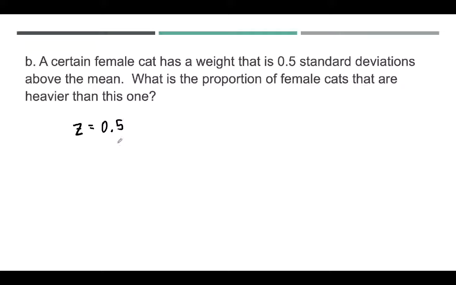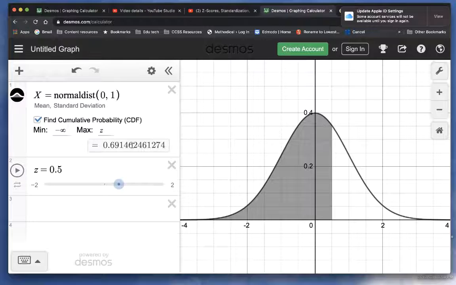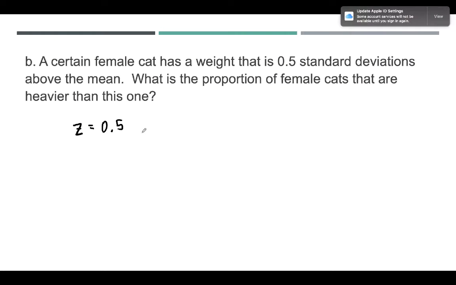And if it's above the mean, then it's going to be positive, and if it says below the mean, then it will be negative. So we know what the Z is, and actually we figured out the Z score for this in the last part. So let's just quickly check that. I think it's still sitting in my Desmos. Yes, so Z equals 0.5. We got approximately 69%.